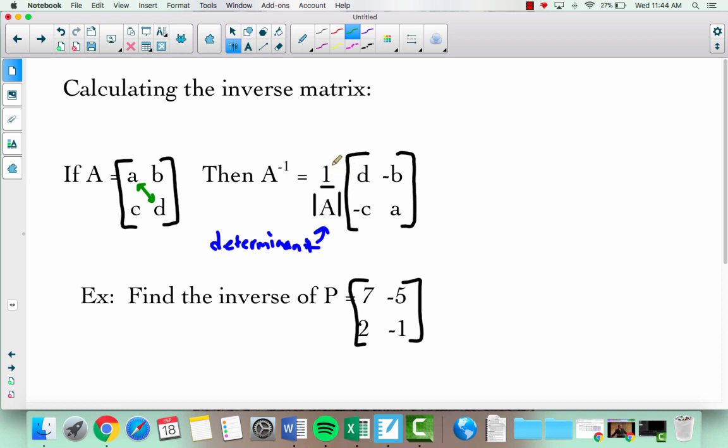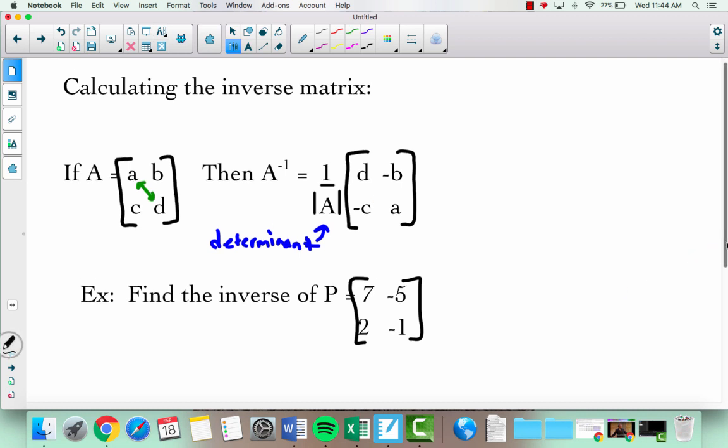So what we're going to do is have 1 over our determinant, so this will be some kind of fraction of some sort, times whatever this matrix is here. And whatever you get when you're done from the multiplication, that would be considered your inverse. So the easiest way to do this is to just go into an example.